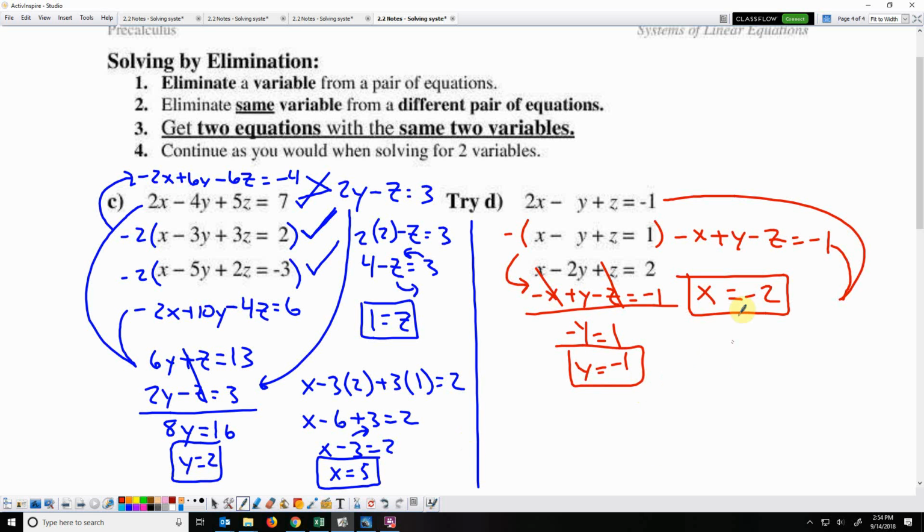Okay, now I can plug that y and the x into any equation I want. I think the middle one looks easiest. So we've got negative 2 minus negative 1 plus z equals 1. So that's negative 2 minus negative 1 is negative 2 plus 1. Negative 1 plus z equals 1. And move that over, I get z equals 2. Okay, so these intersect at negative 2, negative 1, 2.